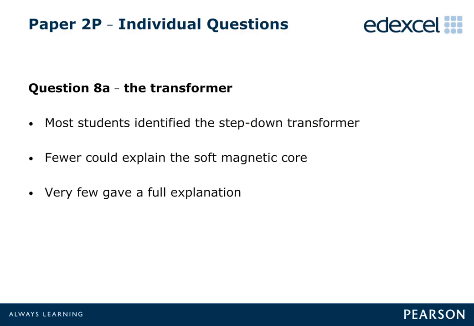Unsuccessful explanations were usually based on the idea that the core would simply strengthen the field. These students seemed to confuse the transformer and the electromagnet. So, just 40% of the responses mentioned that the soft iron core could be demagnetized quickly. Only a handful of these students went on to mention the idea of the field changing or alternating.